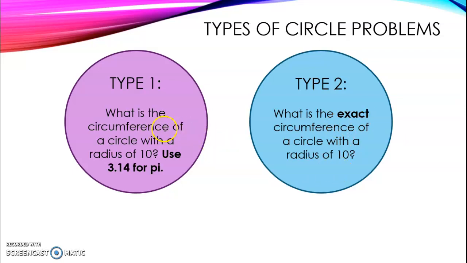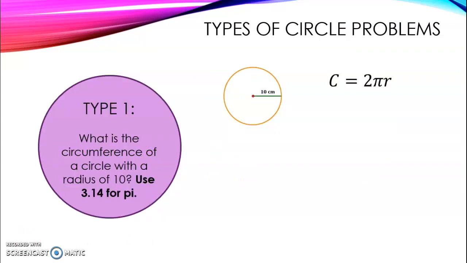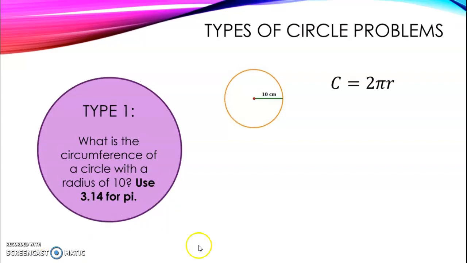The thing that I'm actually finding is the same for both. I'm finding both the circumference of a circle with a radius of 10, and I'll show you how our answers are going to look a little bit different. So for the first type, we're going to use 3.14 for pi. I have the circumference formula here, and I'm going to plug in 3.14 for pi as it says, and I'm also going to plug in 10 for r, the radius. So the circumference is 2 times 3.14 times the radius of 10.